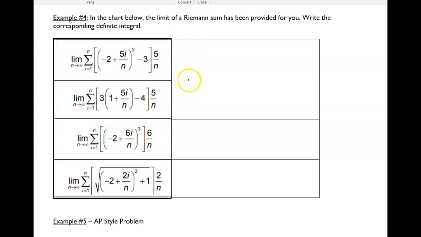Now, sometimes you're going to have to go backwards from the sigma notation and then actually write the integral. What I would encourage you to pay attention to, there are two things that are super important. Well, there's actually more than two things. Let's just start with one. I would first look for my delta x. I can see that here in the 5 over n. That's going to be my delta x term.